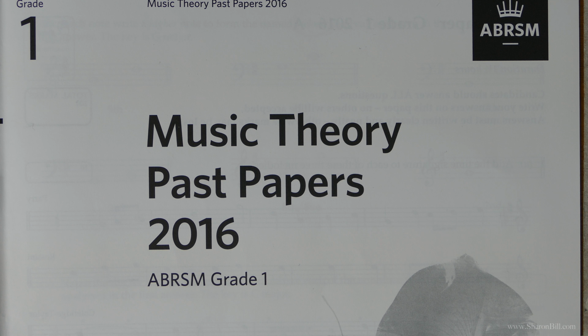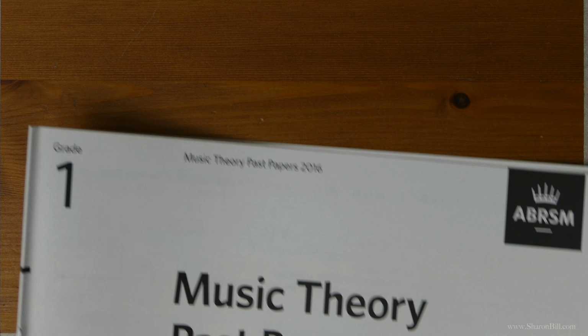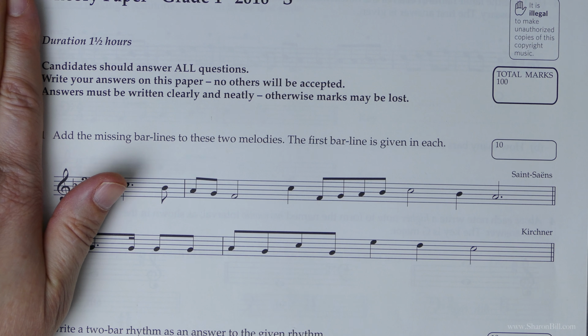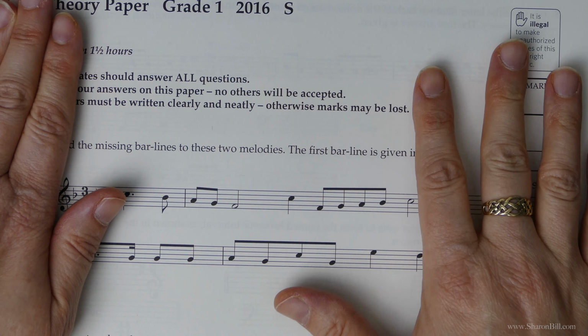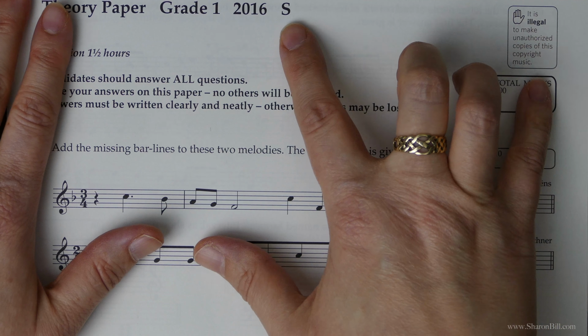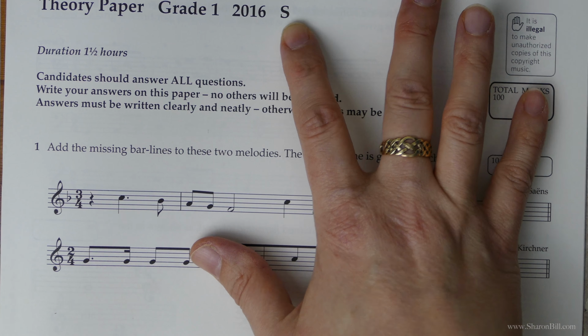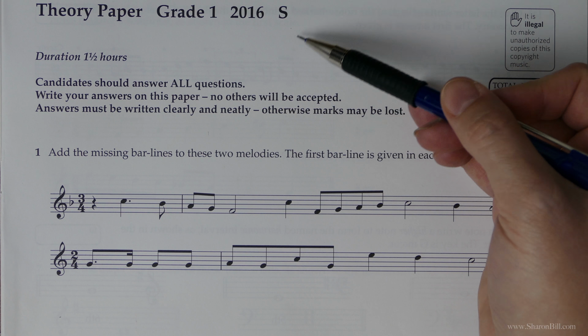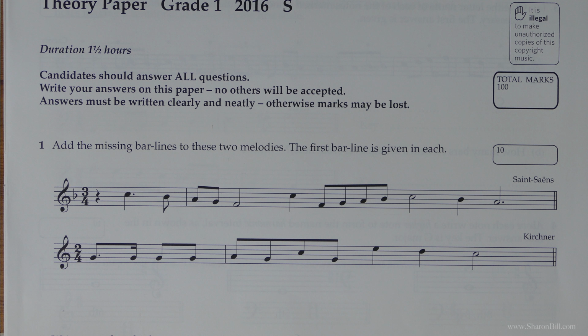There's loads more to come, but now let's crack on and we'll move to the end of the book to section S, Theory Grade 1, Paper S, page 13. Now, Paper S isn't actually a past exam paper, it's a specimen paper, and they've just included this as a bonus. So papers A, B and C were actually taken during that year, but Paper S is just a specimen paper. And sometimes the layout of these final papers is a little bit different.